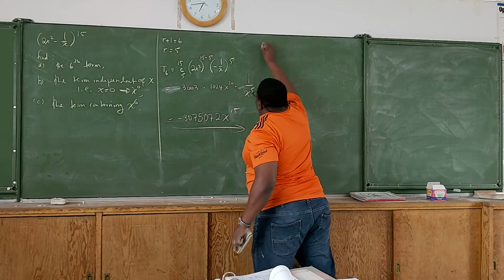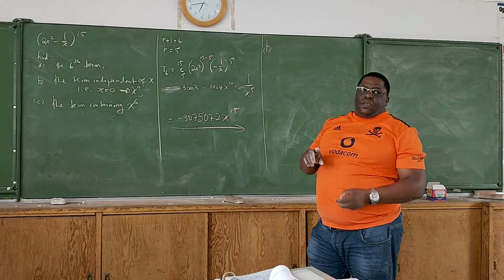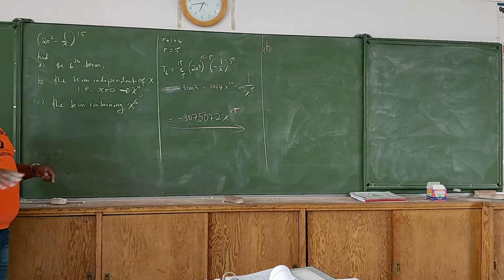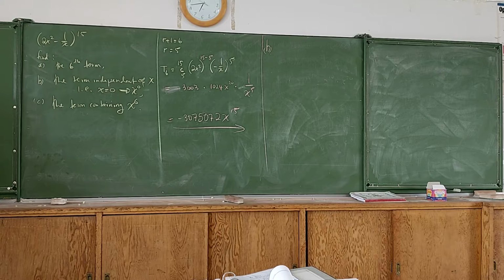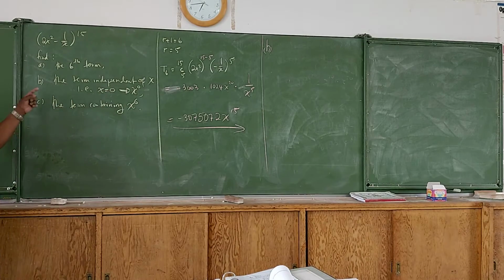When it comes to part B, it says find the term independent of x, but we don't know what that x to the power is. What we're actually looking for is the constant term. Does that make sense? Because a term independent of x. So we need to find what r is.